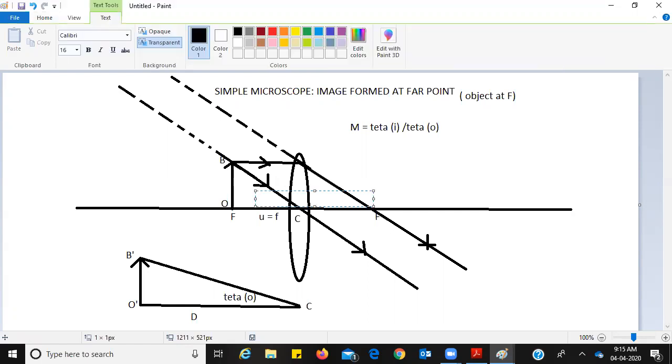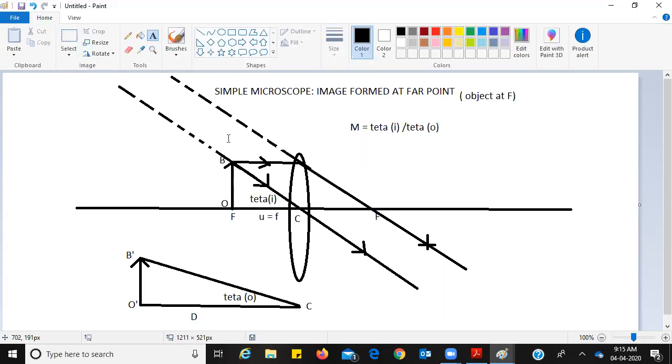So how do we determine the light ray of the image? How do we know which light ray we have to use? How many light rays do we have now in this? Two. When you find theta I and theta O, where is the angle to be subtended? So BCO. Who is viewing the image and object?